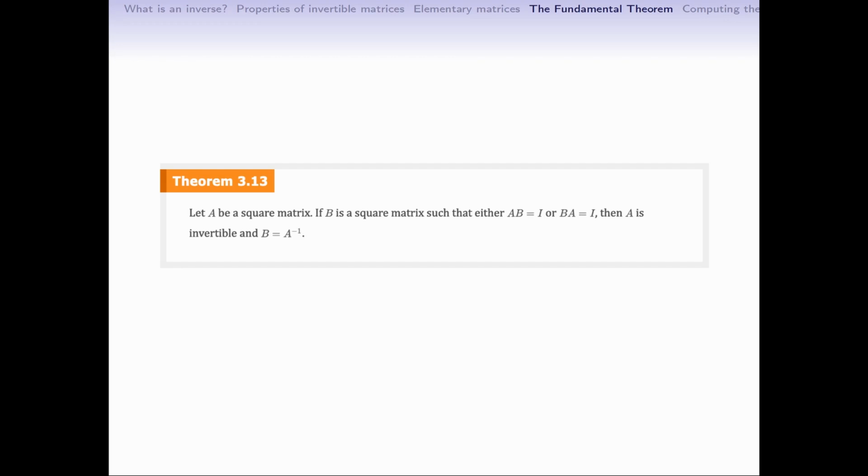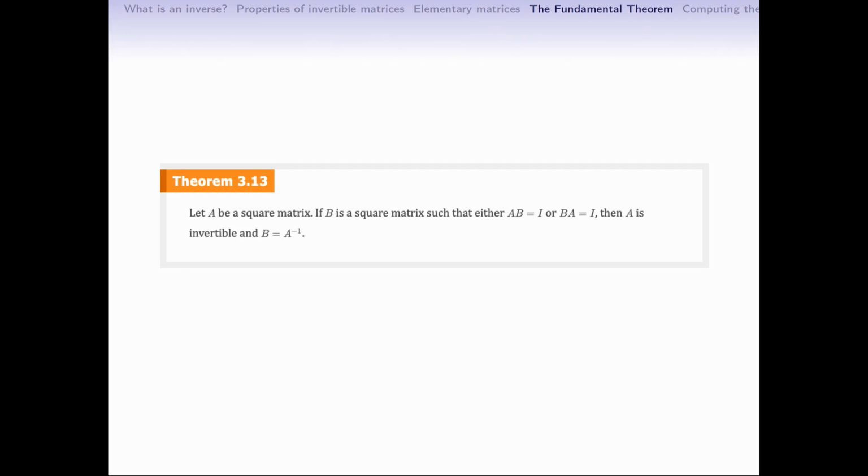Here's theorem 3.13. Let A be a square matrix. If B is a square matrix such that either A times B is equal to the identity, or B times A is equal to the identity, then A is invertible and B equals A inverse. Now let's put this result into context.